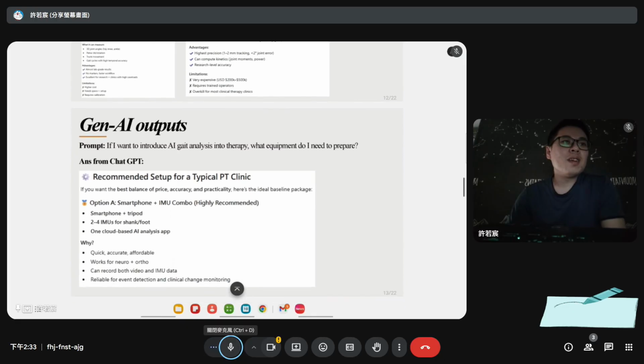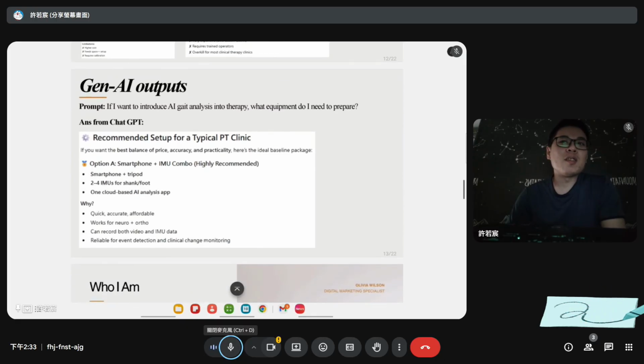And finally, ChatGPT even gave us a recommended setup. It told us that if you want the best balance of price, accuracy, and practicality, you could try the option of using a smartphone plus IMU combo. Yes, so these are all the outputs that Gen AI gave us, and we'll tell you how we did the fact check next.